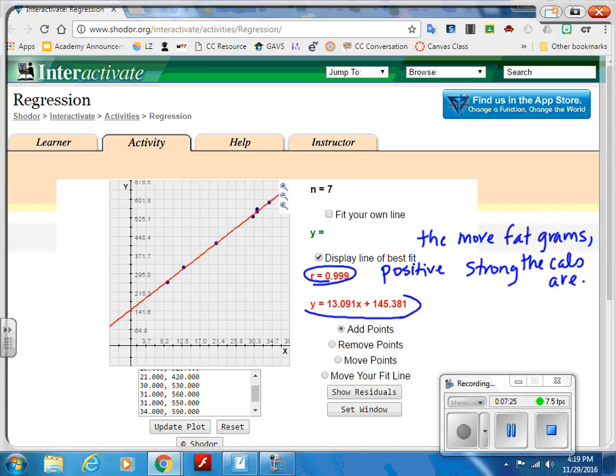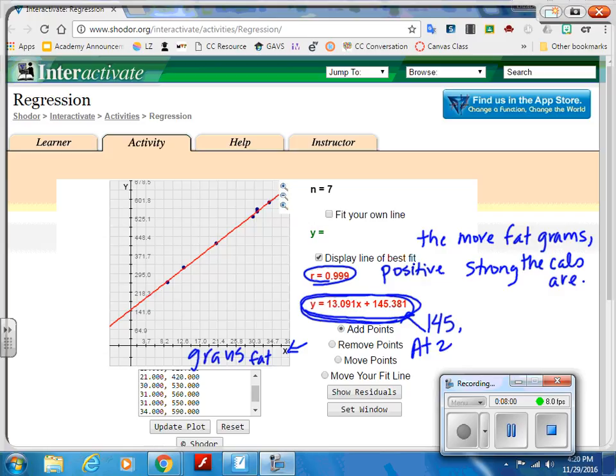Last but not least, we need to interpret what the slope and the y-intercept mean. Now, let's talk about the y-intercept first. That is where x is 0. Remember, x was grams of fat. Okay, so 145 is the starting calories. So 145 is the starting number of calories at 0 grams of fat. Remember, your y-intercept is where x is 0. So at 0 fat grams, this is a really healthy sandwich.